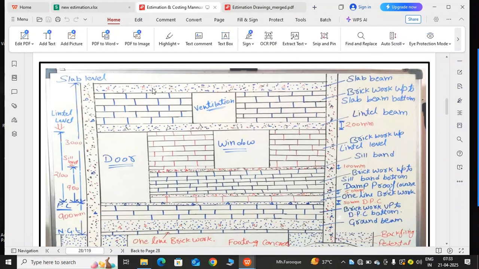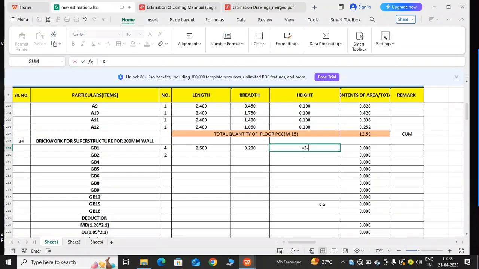So I am coming here. What is the thickness of the slab beam? It is 350 mm. What is the width of a lintel beam? 200 mm. Sill band 100 mm. DPC 50 mm. And one line brickwork 100 mm. So I am coming here to write it. Equal 3 minus 0.350, the thickness of slab beam, minus 0.200 lintel beam, minus 0.100 sill band, minus DPC 0.050, and that's all, and enter.